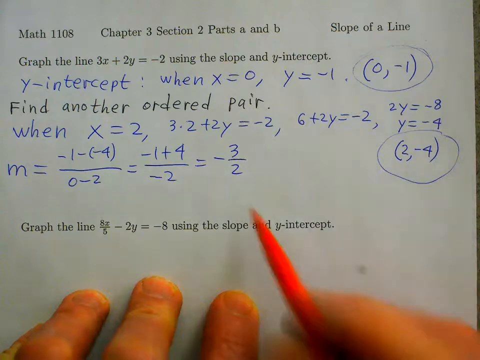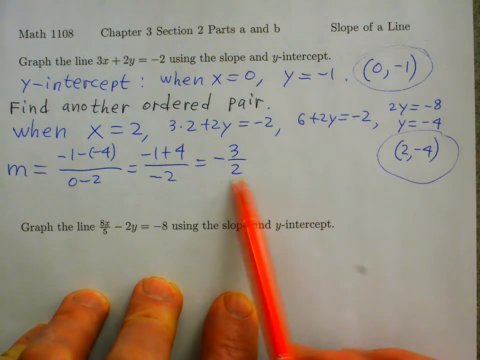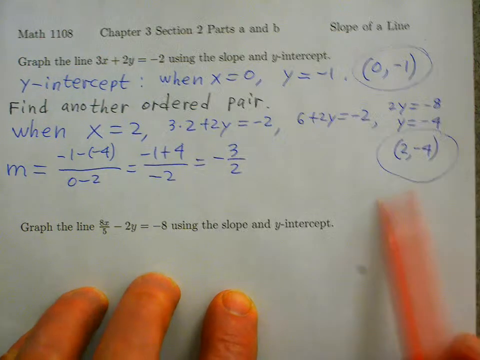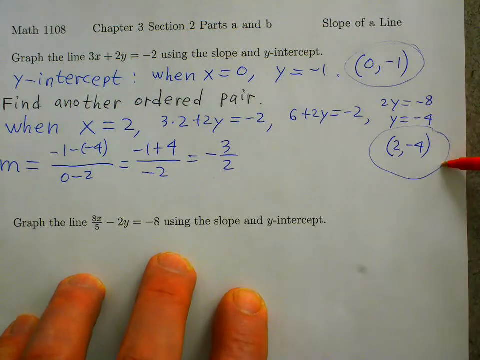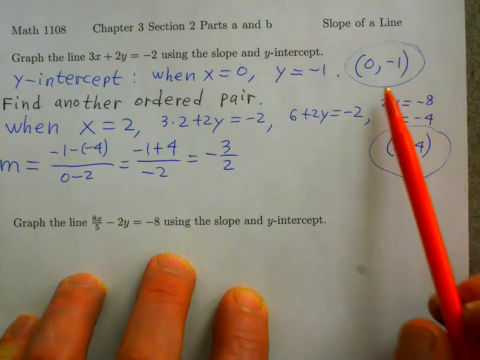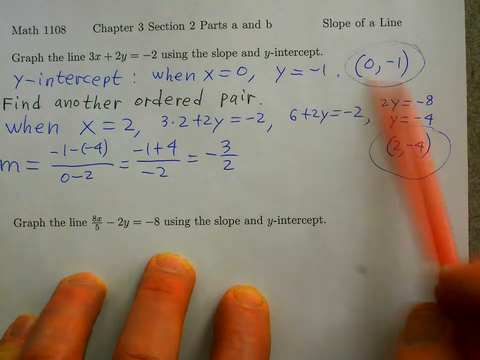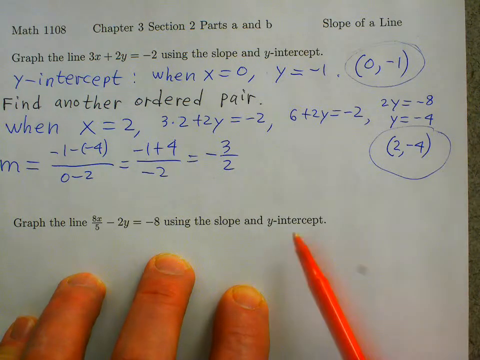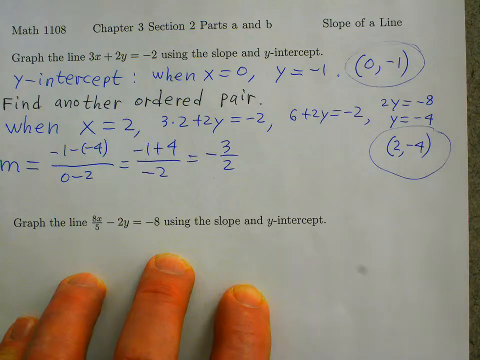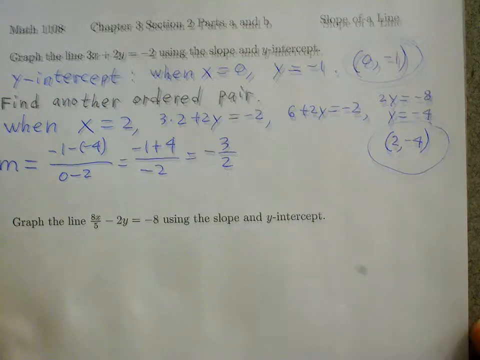I'll leave the rest of this for you to do. We have two ways that we could graph the line because we have two different ordered pairs. So one way to do it is plot the two ordered pairs and draw a straight line through them. The other way, just like the previous examples, we could plot the y-intercept and then use slope, rise over run, to find another point. See what I mean?